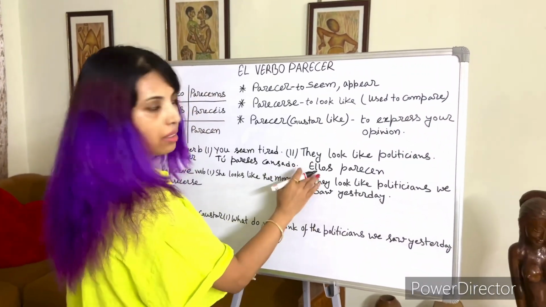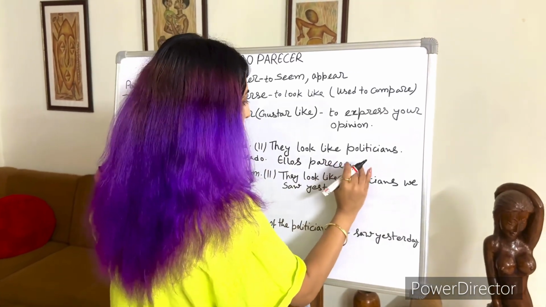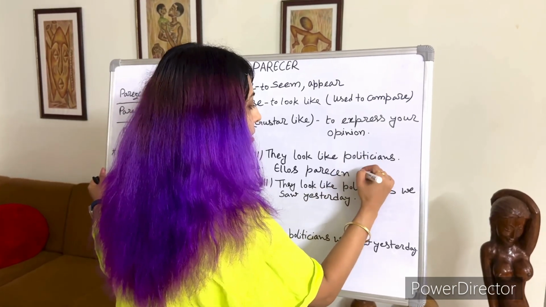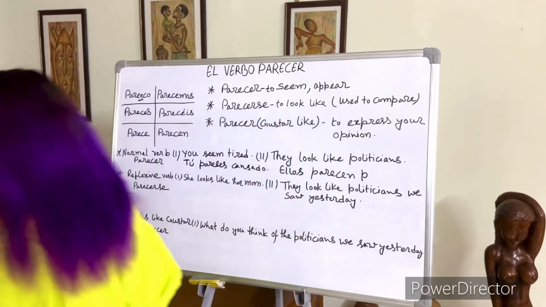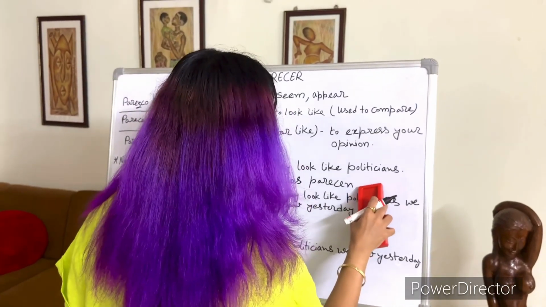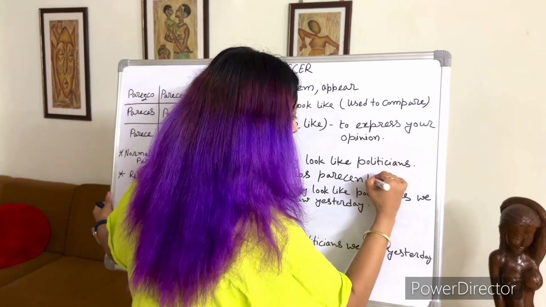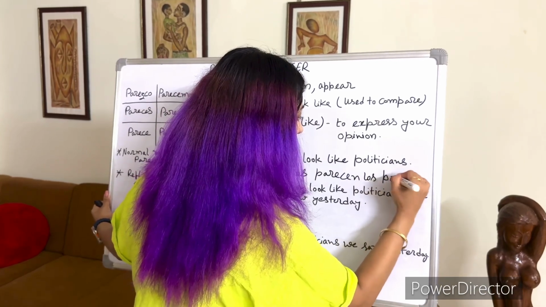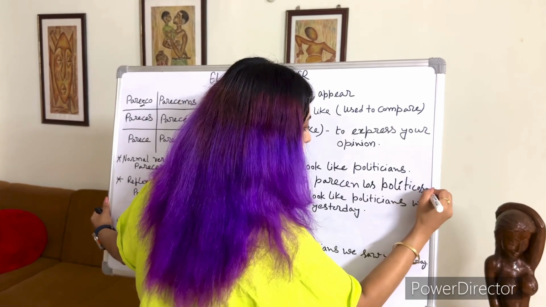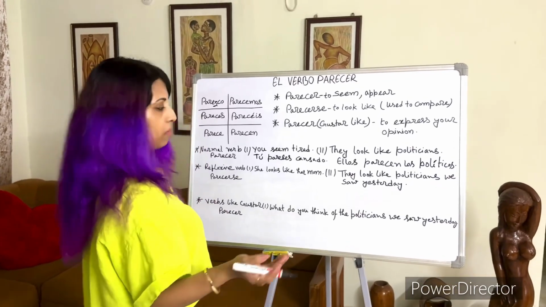You can leave out the subject pronoun, and then politicians is político, or you can use an article. So it's a plural noun, los políticos. So ellos parecen los políticos.